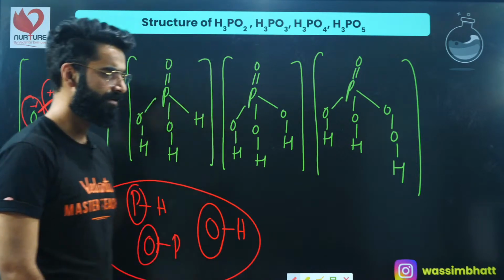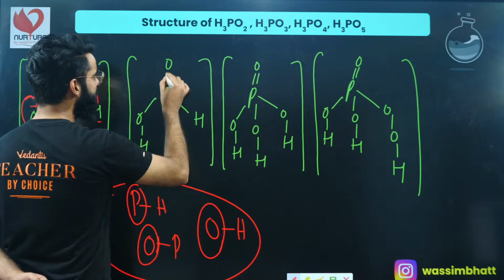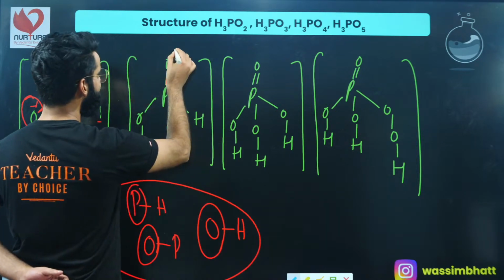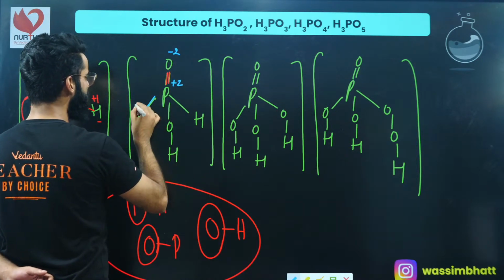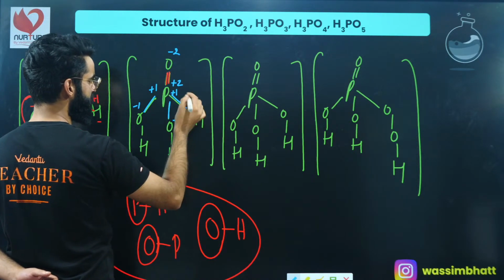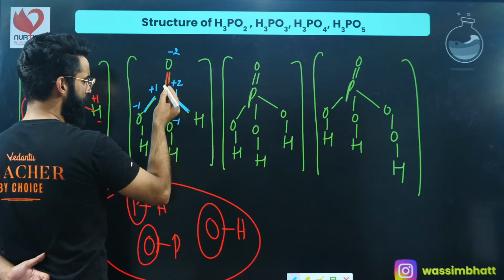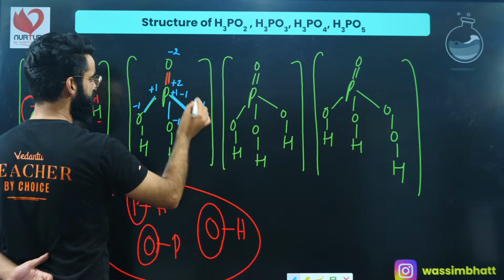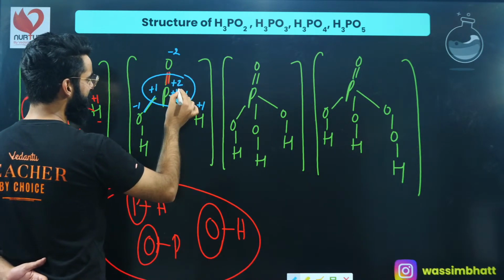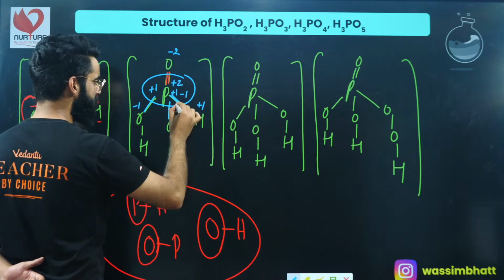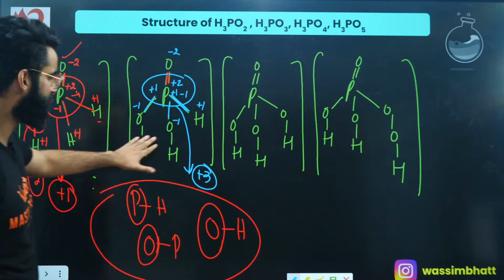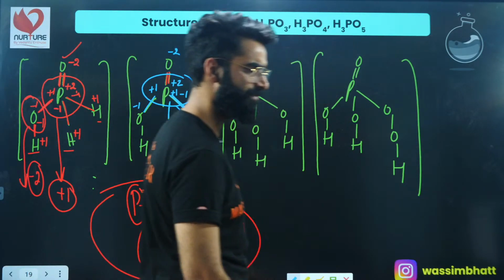Similarly, if you look at this structure, P double bond O, oxygen being more electronegative, it will have -2. This will have +2. Due to this single bond, -1, +1. Due to this single bond, -1, +1. Due to this single bond, phosphorus is more electronegative, so it's going to be -1, and hydrogen +1. What is the net charge present on phosphorus? +2, +1, that means +3. This one gets cancelled, so +3 is the oxidation state of phosphorus over here. The rest you can calculate, the oxidation states of all the other elements.